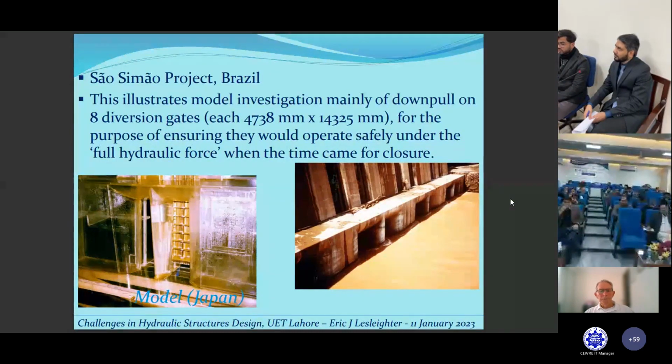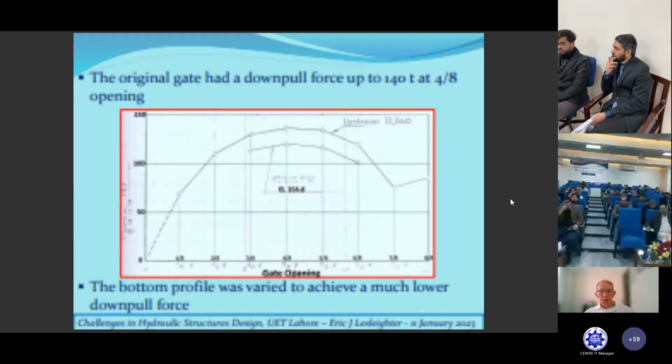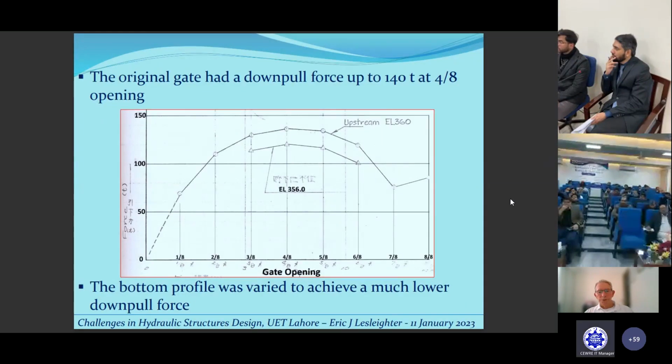And looking here, we have the downpull forces. Depending on the gate opening, if you have a 4/8 gate opening, that's 50%, you get a big downpull force, much less when it is to the right or to the left. The bottom profile was varied to achieve a much lower downpull force. These are some of the variations, from 110 tons to 104, 93, and 84 tons, depending on the bottom of the gate. Gate vibration was a consideration. It came down to ensuring that the gate servo motors themselves provided good operation of the gates.